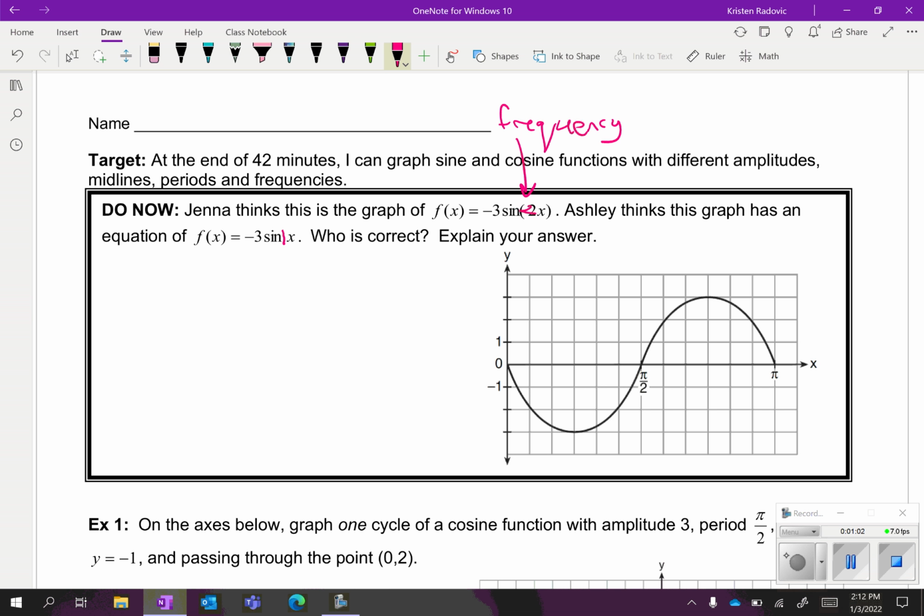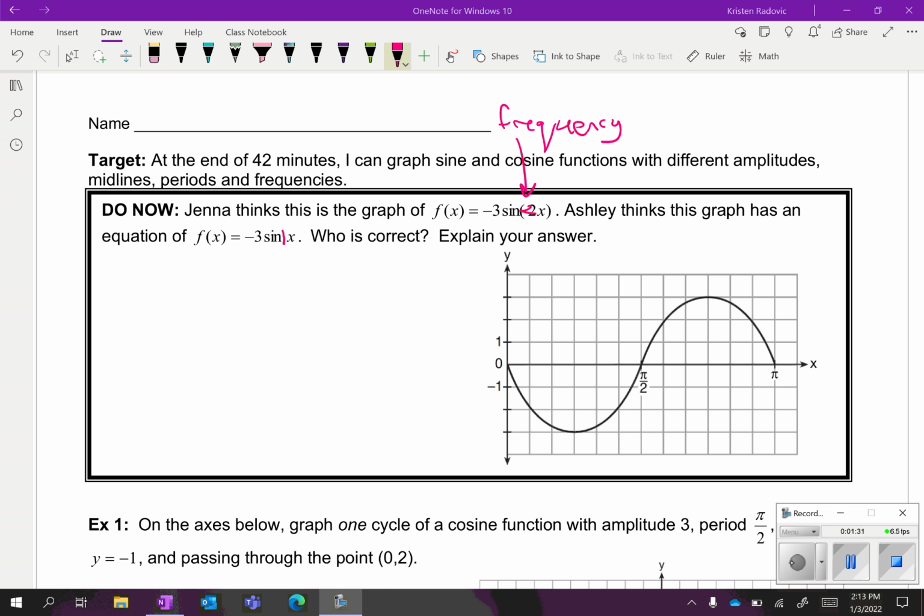In order to figure out which one has the correct frequency, you've got to look at the graph. But remember, the frequency is how many cycles from 0 to 2 pi. So we can't determine the frequency by looking at this graph instantly because the graph doesn't have 2 pi on it. Instead, what we can find is the period, and the period is one full cycle.